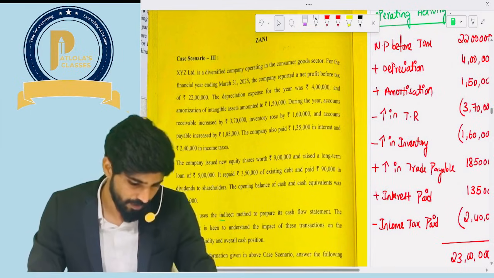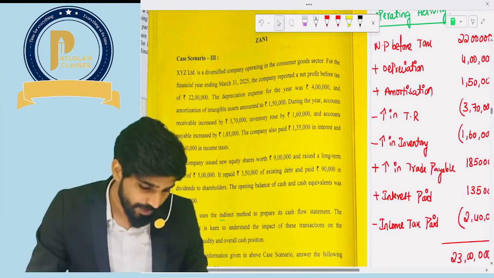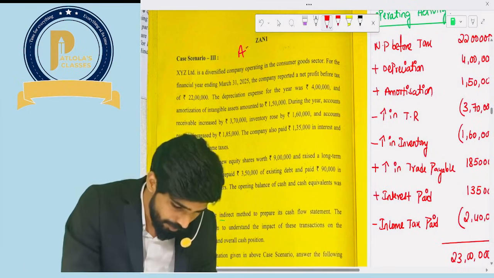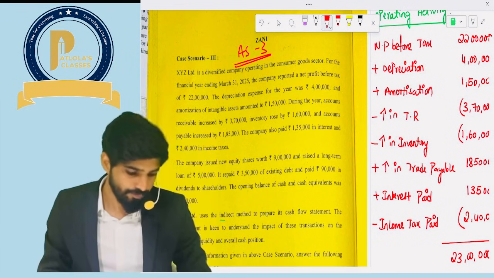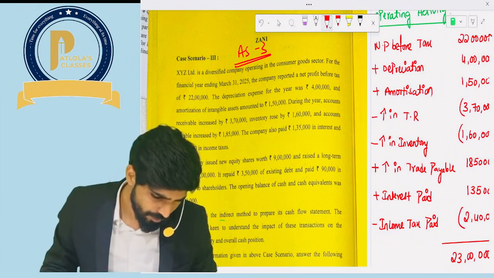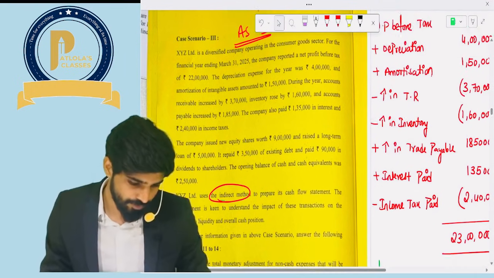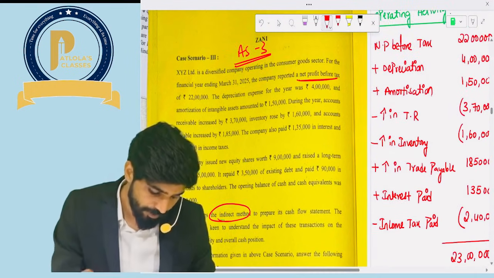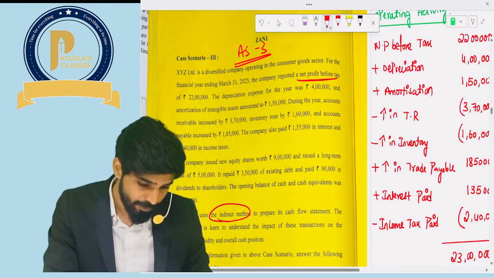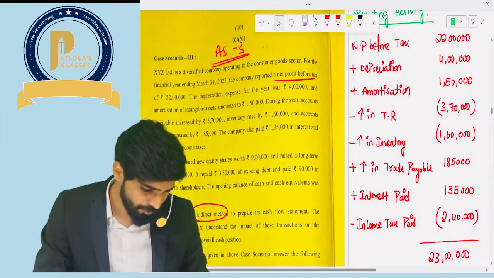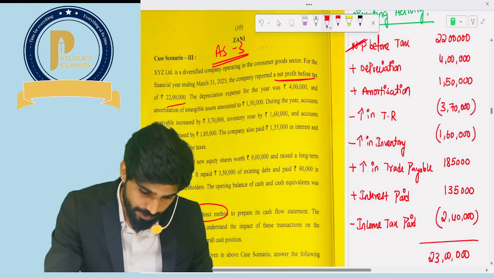Okay, here case scenario number 3 is completely based on cash flow. It is completely on AS 3. No other standard is involved. Here they clearly gave that it is an indirect method that they are following. That means we are going to start with net profit, and here they have given net profit before tax. How much is net profit before tax? 22 lakhs.